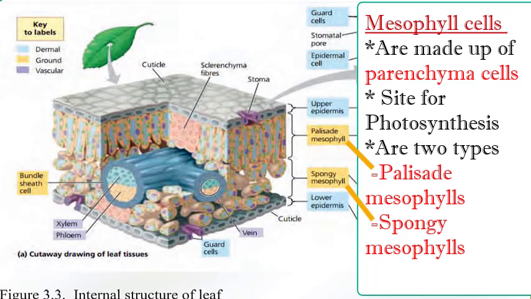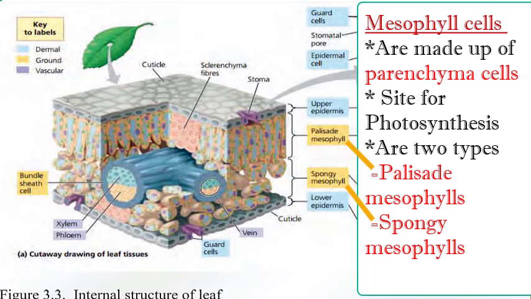Internal leaf structure. Mesophyll cells. Mesophyll cells are specialized plant cells located in the leaves which play a central role in photosynthesis. Mesophyll cells are made up of specialized parenchyma cells found between the lower and upper epidermis of the leaf. These cells are found within the mesophyll tissue, which is sandwiched between the upper and lower epidermis of the leaf. Mesophyll tissue is divided into two distinct layers.